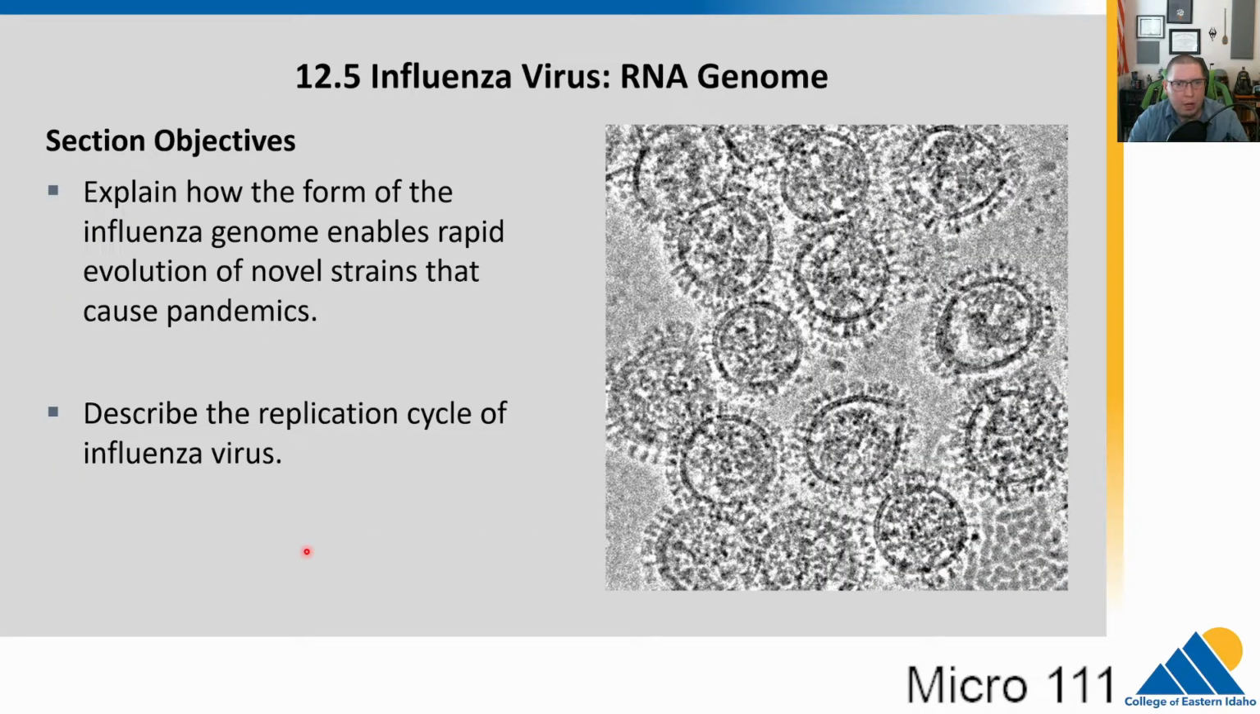In the next one, we have influenza viruses, which have an RNA genome. We're going to talk about some ways that influenza can evolve rapidly. That's slightly different than what we've talked about previously. And then we'll, again, talk about the replication cycle.